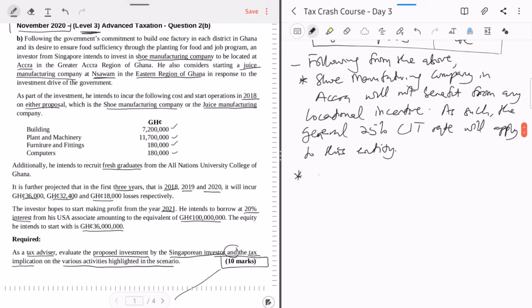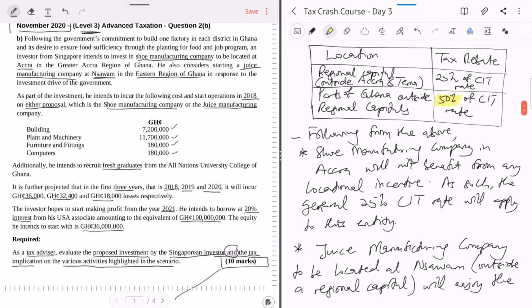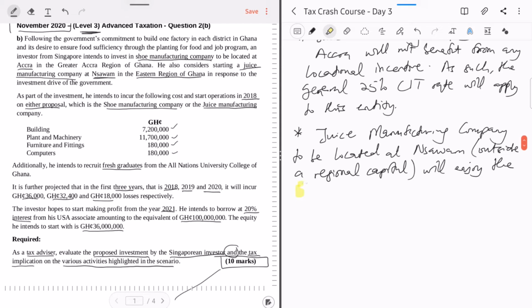Then the next one is what? We say the juice manufacturing company, to be located at Nsawam, which is not a regional capital, so we'll say in brackets outside a regional capital, will enjoy the, do you remember I said here what? 50% rebate, right? Will enjoy the 50% CIT rebate, full stop.